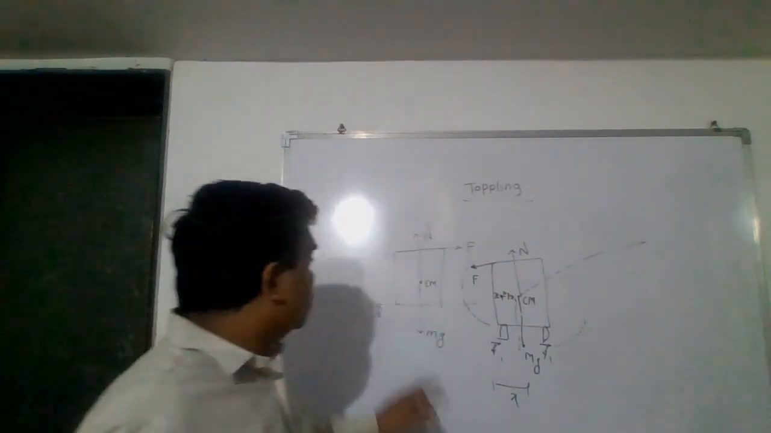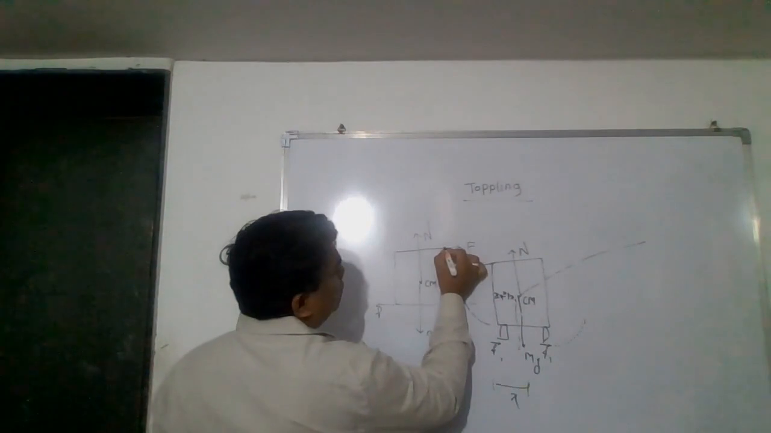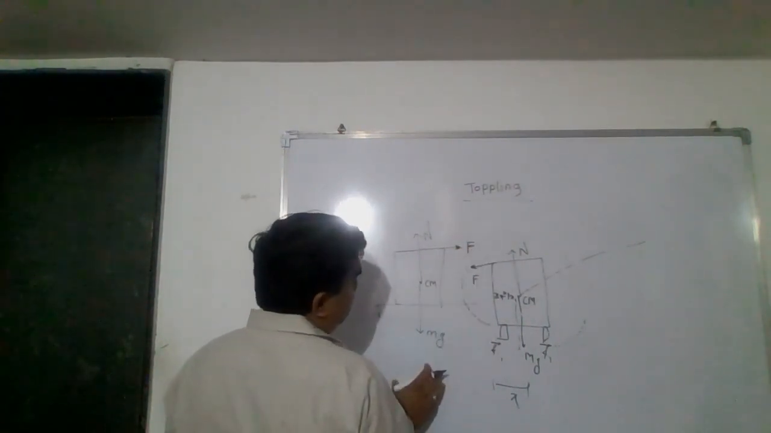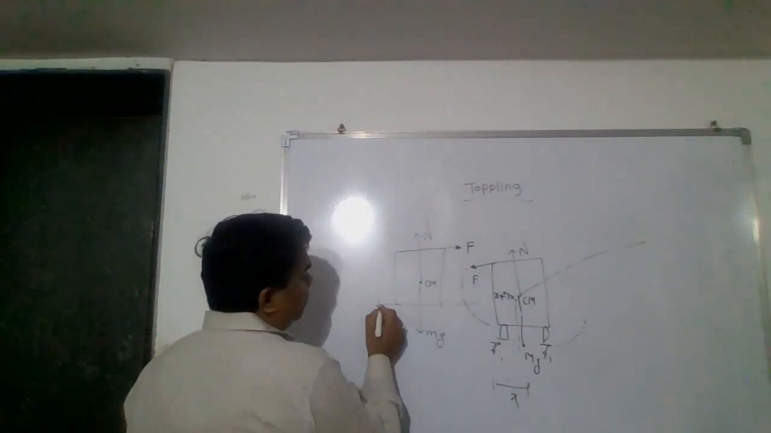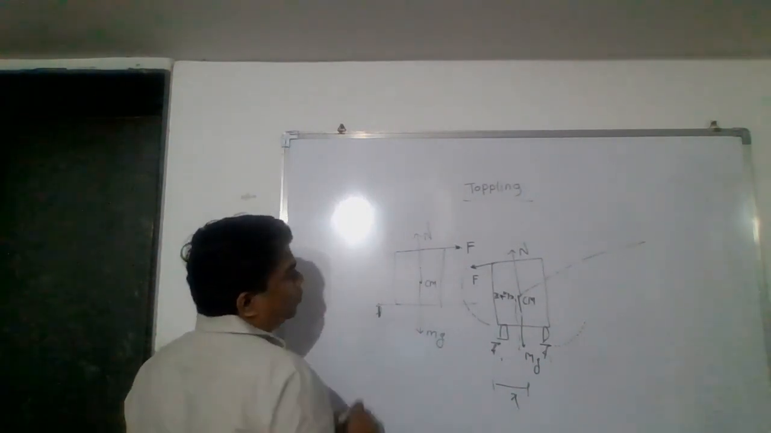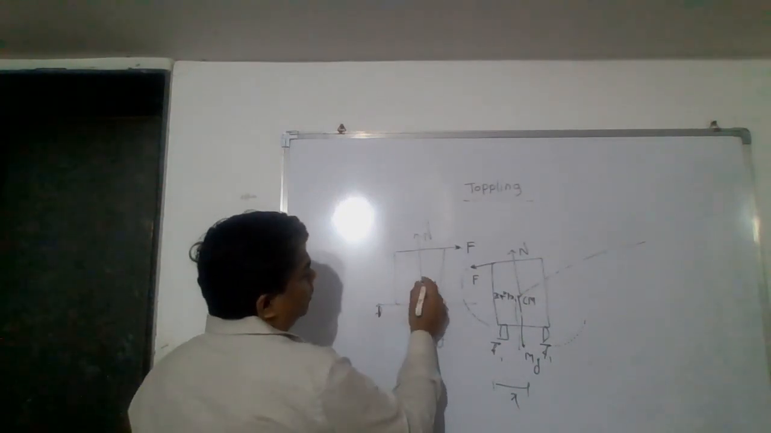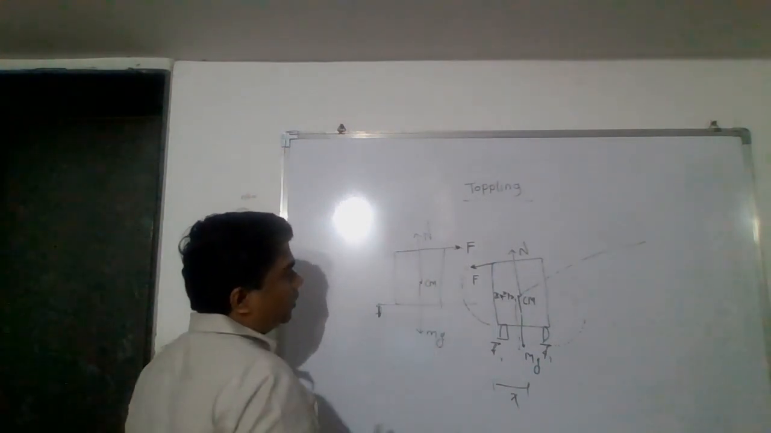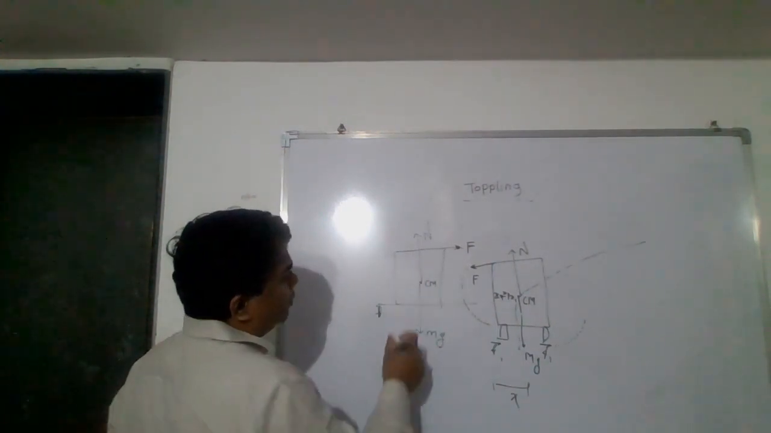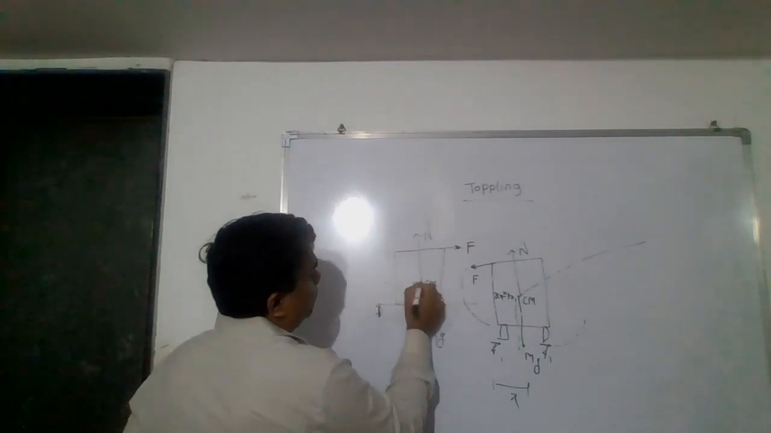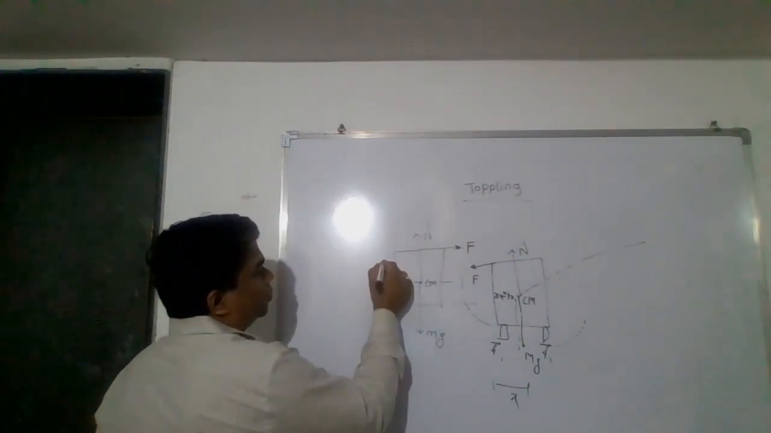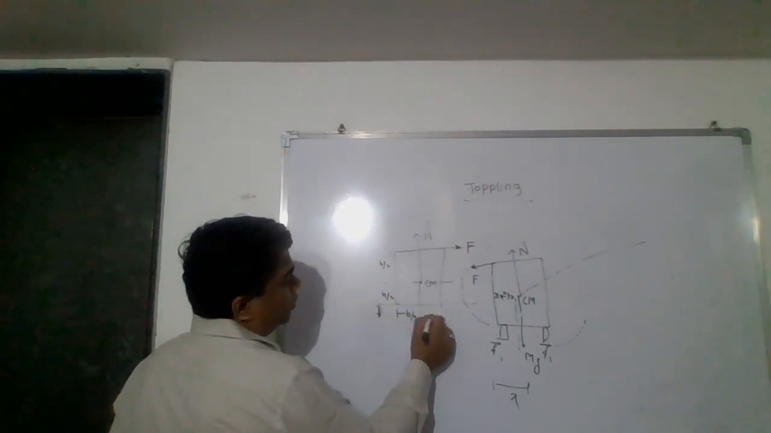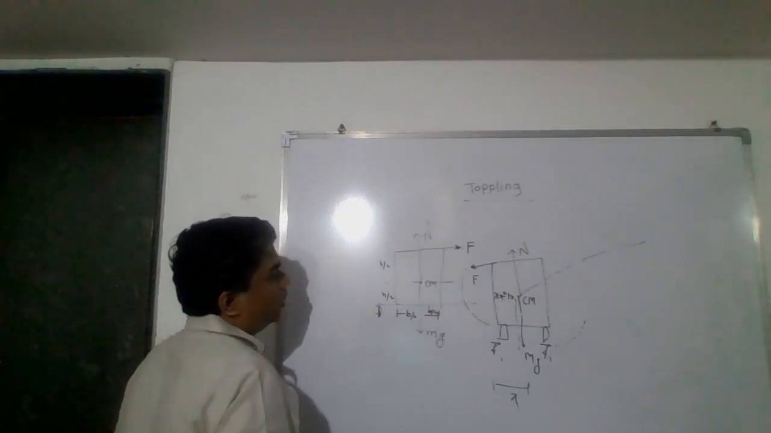See here, we are applying the force F. When you apply the force F, slowly what will happen? This normal reaction will shift from its center. Actually this is the center of mass, suppose, and this is the height, so this is h by 2, this is h by 2. Suppose this is b by 2 distance.